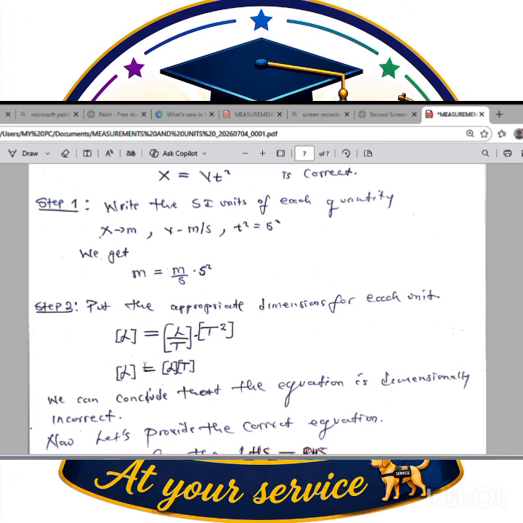Then we'll come up with something like this. So this T and T squared, we'll cancel one T from this T squared, then the other T which is down here, so we remain with LT. So L is equal to LT. You can see that the right hand side is not equal to the left hand side. So we can conclude that the equation is dimensionally incorrect.